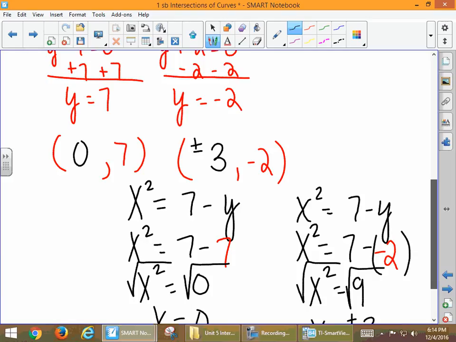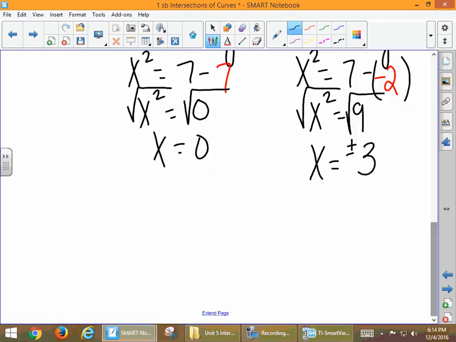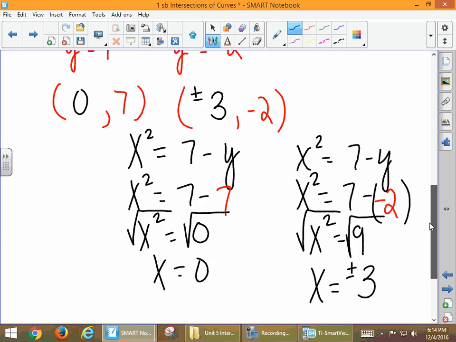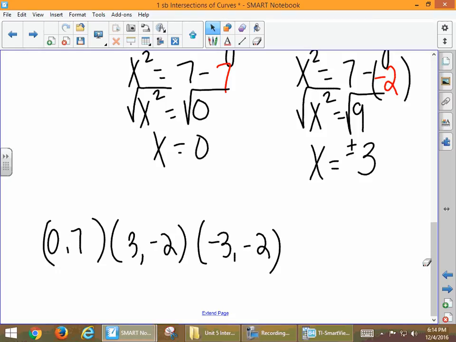It means that we have 3 ordered pairs for our solution to our circle and parabola that are intersecting. It's 0, 7, and 3, -2, and -3, -2. We'll work some more on this later on in the week.